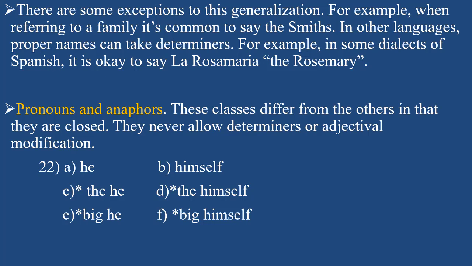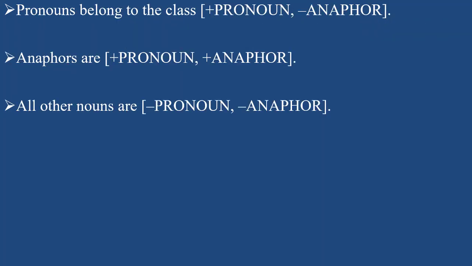Pronouns and anaphors. These classes differ from the others in that they are closed. They never allow determiners or adjectival modification. He: we don't say the he or big he. Himself: we don't say the himself or big himself. So these do not take any determiners or adjectival modifications. Now, pronouns belong to the class plus pronoun minus anaphor. Anaphors are plus pronoun plus anaphor. All other nouns are minus pronoun minus anaphor. We're going to see anaphors in the next lesson.